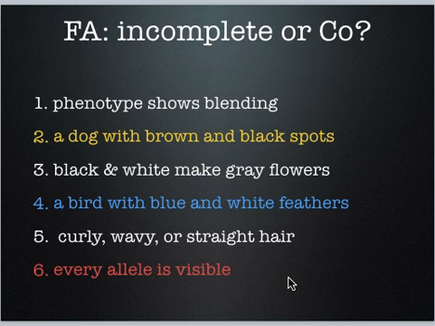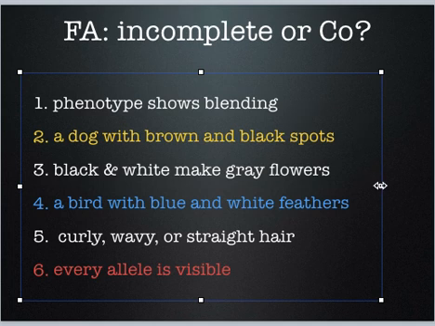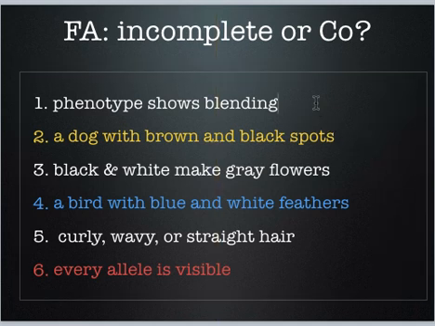So for the standard class, all you guys have to do is be able to recognize which is which. So is it incomplete dominance or codominance? The phenotype shows a blending. What is going to be incomplete or co? Which one is a blending? Well, this one is going to be incomplete dominance, because the blending is the key. Small, medium, and large would be incomplete dominance.